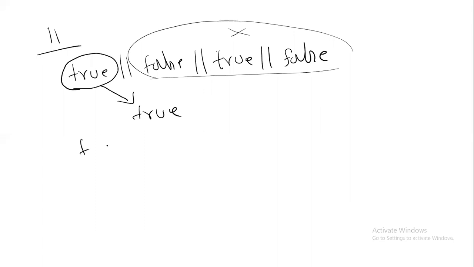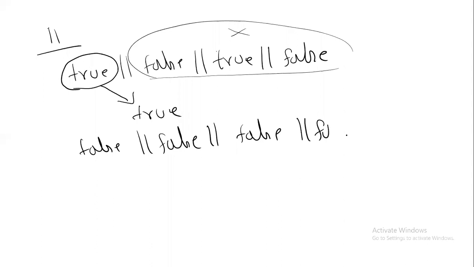If I write false or false or false or false, so it is false, false, false, false. Definitely the answer is false, because none of them is true. But which false condition will it give me? It will not give the first false condition, it will give me the last false condition. So this is how it is in the OR operator.